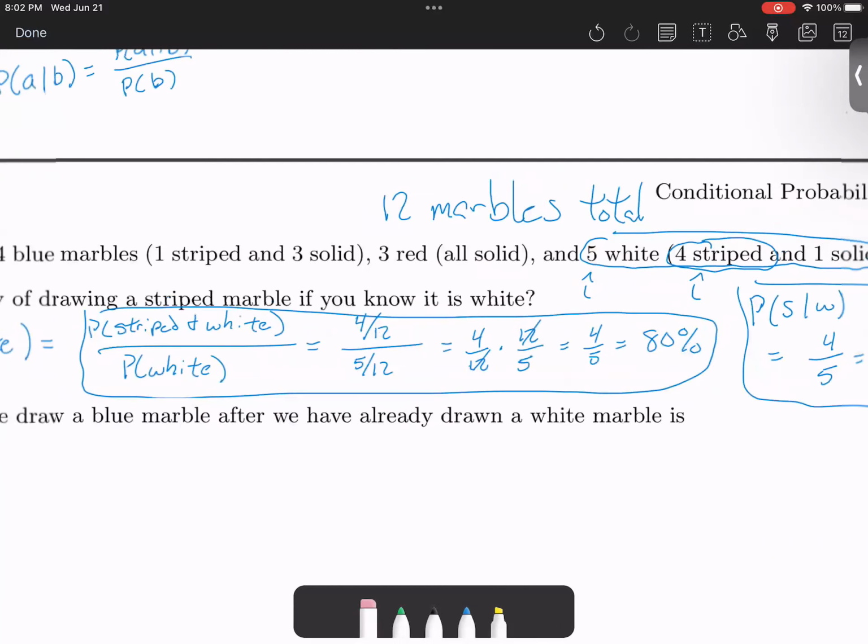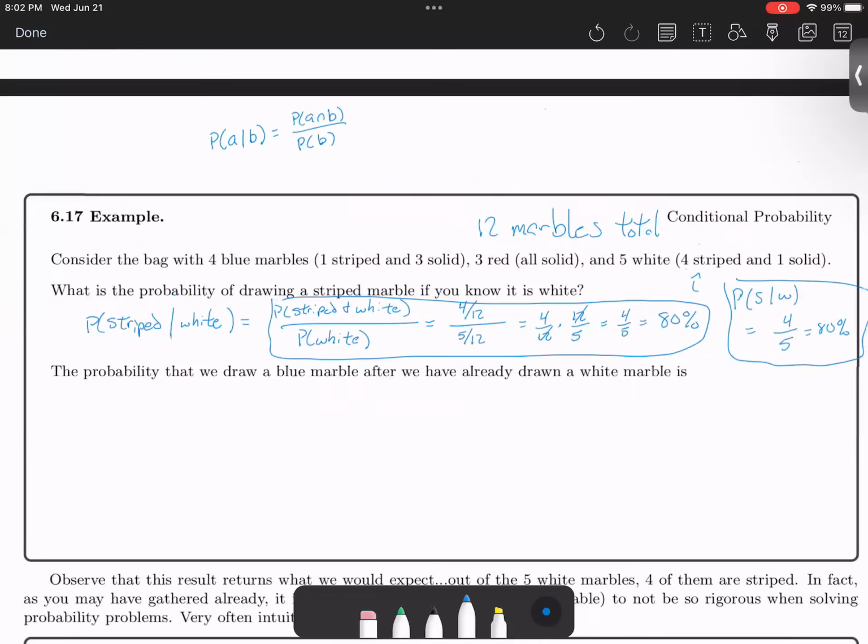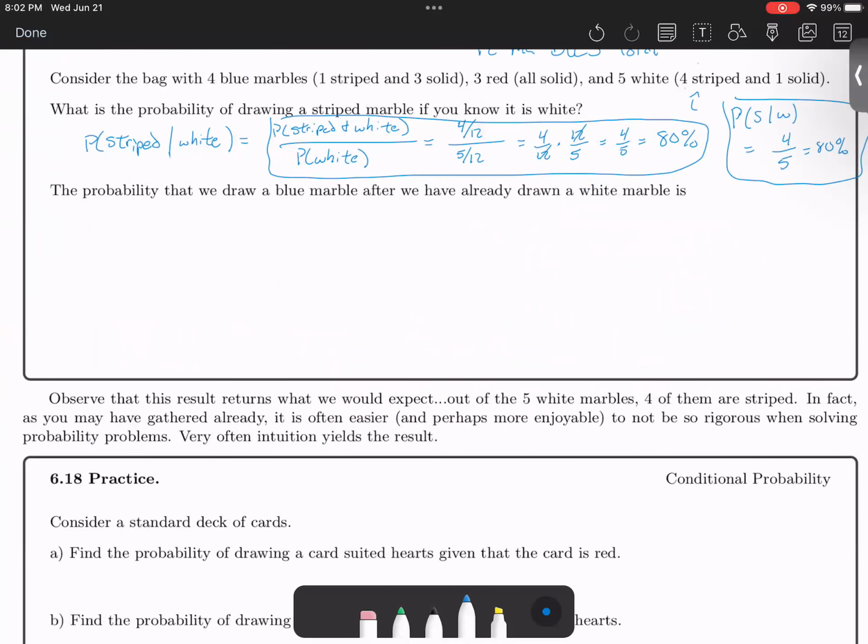Okay, let's clear off the board and work on number 2. The probability that we draw a blue marble after we have already drawn a white marble.